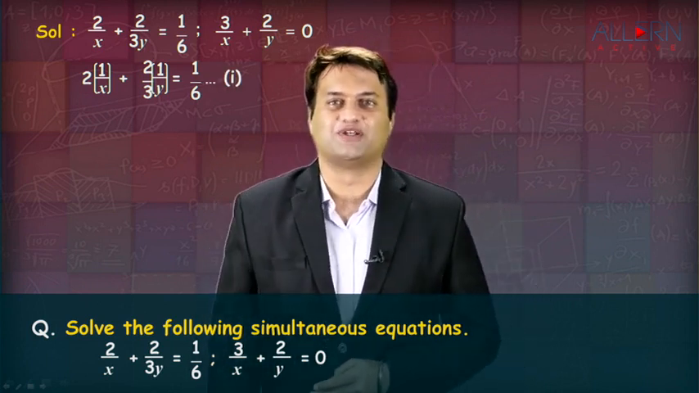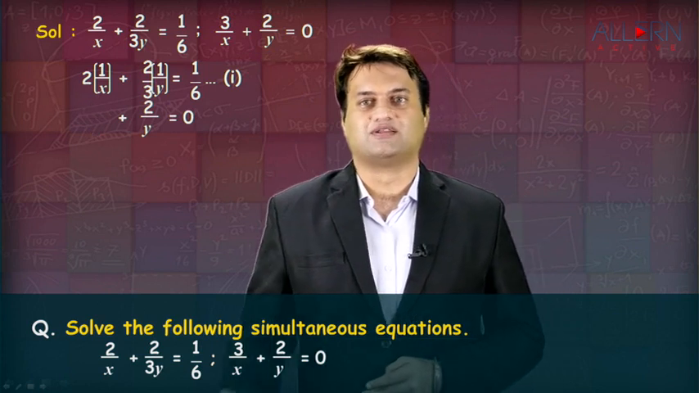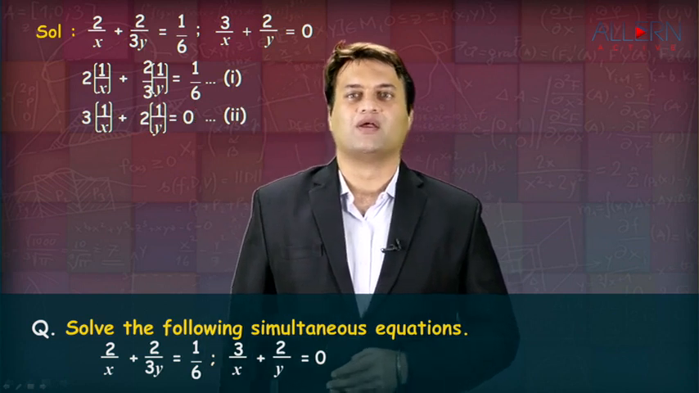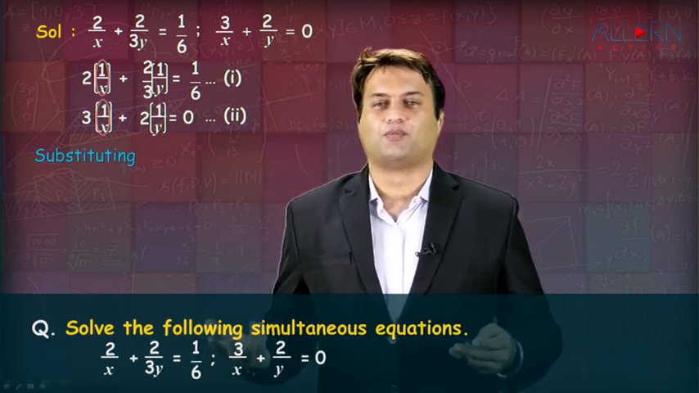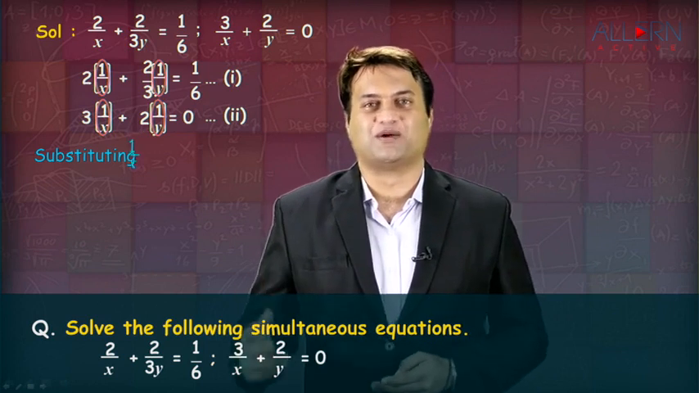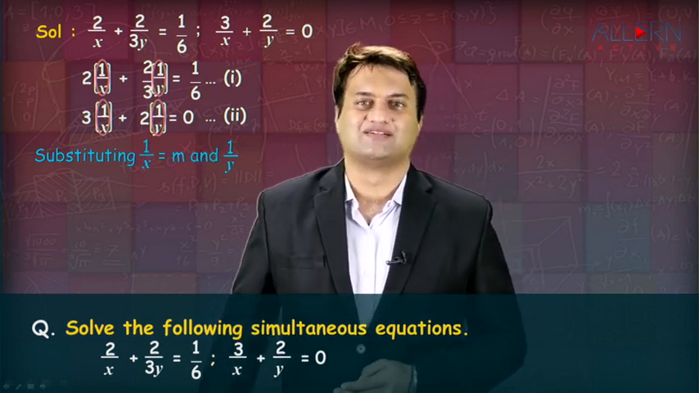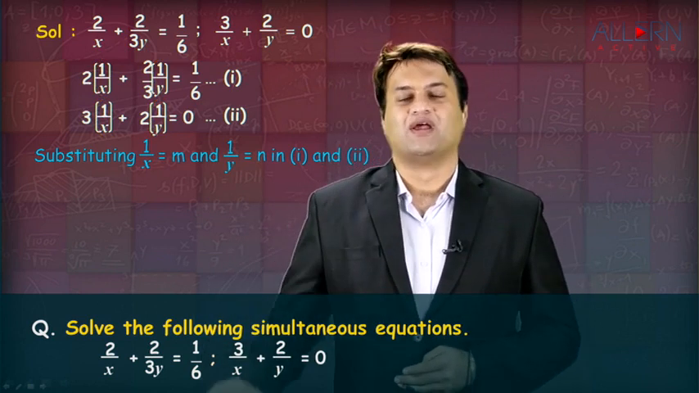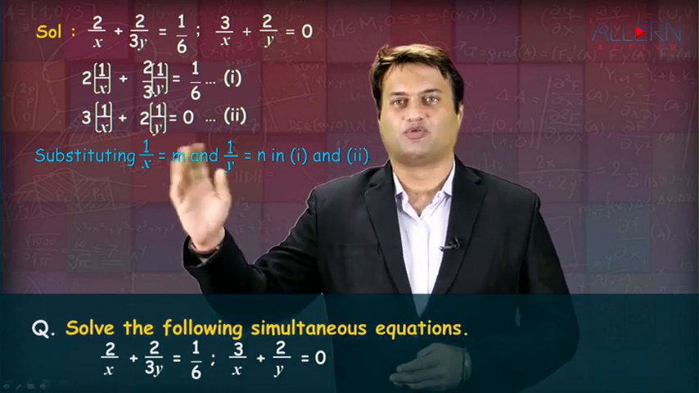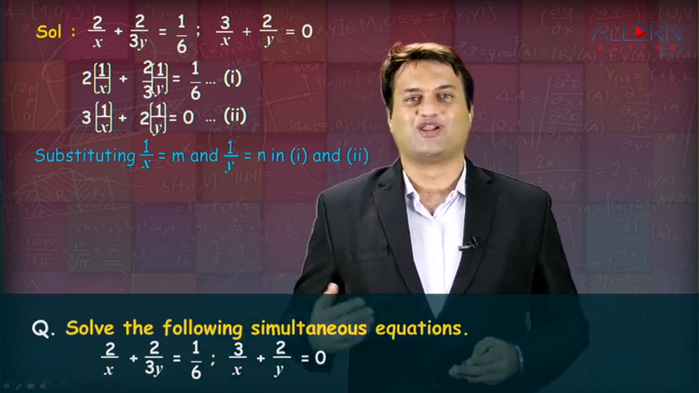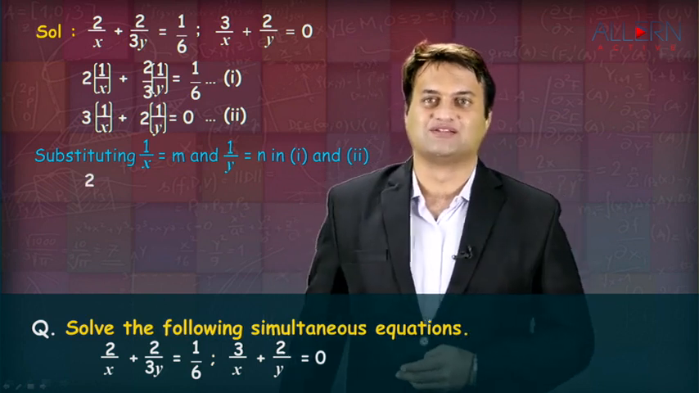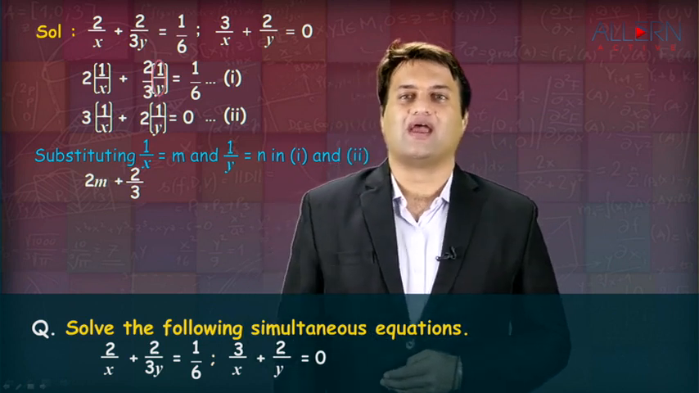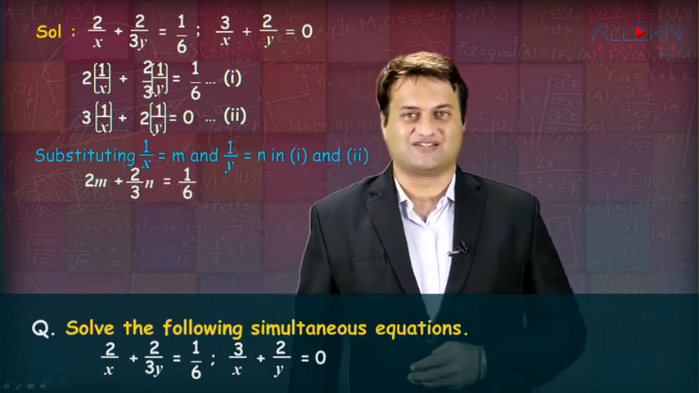Let this be the first equation. The second equation is 3 into 1 upon x plus 2 into 1 upon y is equal to 0. Again the common terms are 1 upon x and 1 upon y. So let us substitute 1 upon x as m and 1 upon y as n in the two equations, that is equation 1 and 2. Let's do it in the first equation first. In place of 1 upon x just write m and in place of 1 upon y just write n. So what we get is 2m plus 2 upon 3n is equal to 1 upon 6.